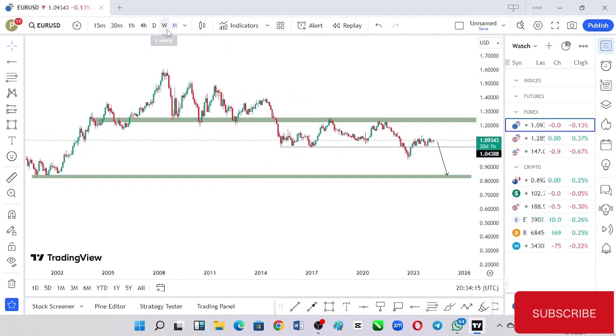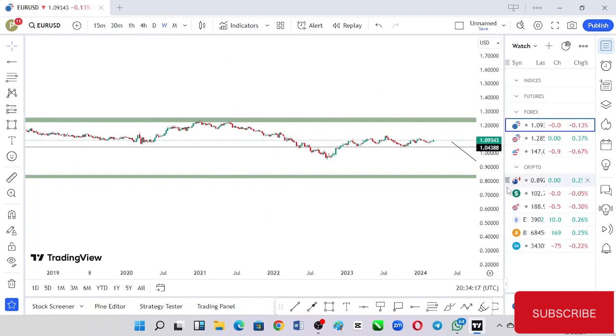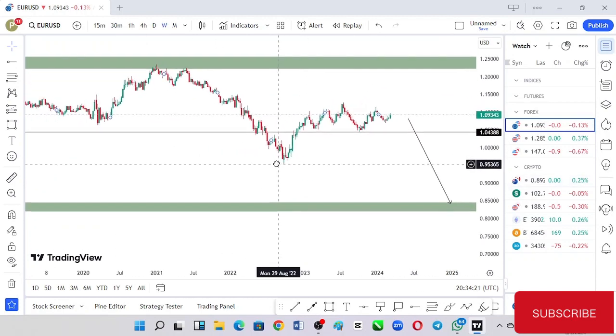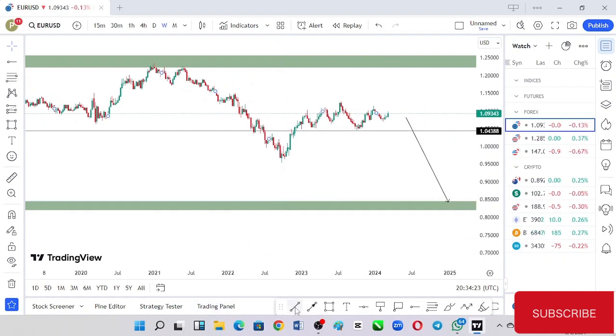And moving down to the weekly time frame, we have this area right about here. Now looking at it on the weekly time frame, we have a trend line which can match this very point right here.